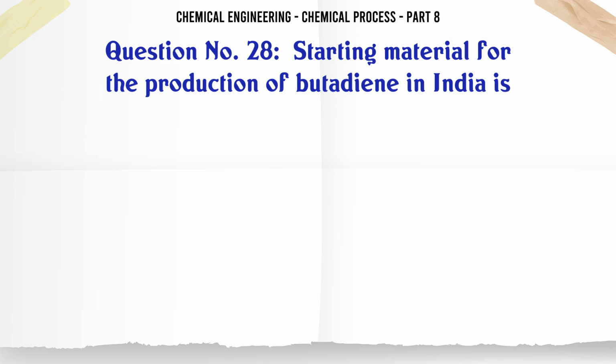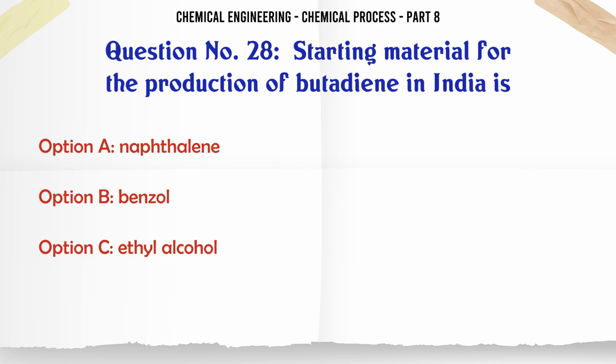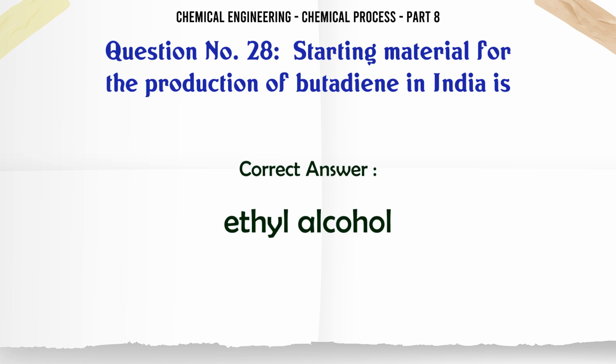Starting material for the production of butadiene in India is A. Naphthalene. B. Benzol. C. Ethyl alcohol. D. Phthalic anhydride. The correct answer is ethyl alcohol.